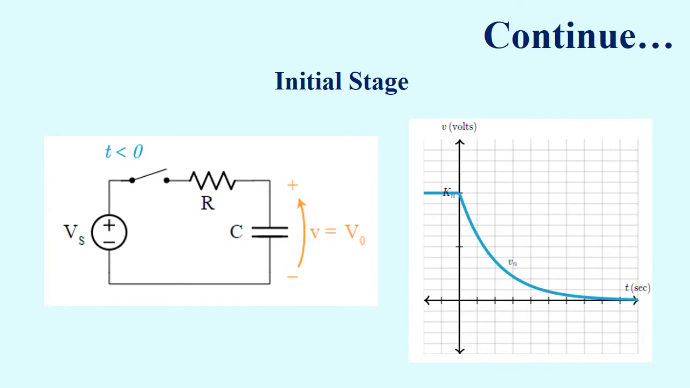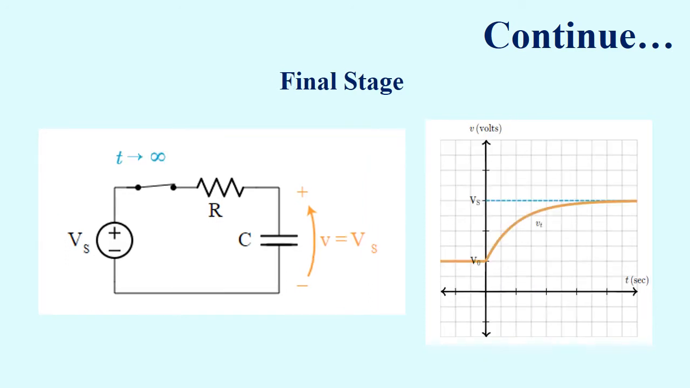So here we have the stages of the step response of the RC circuit. In the initial stage, when t is less than 0 and the switch is open, the voltage across the capacitor is the already stored voltage and the capacitor is discharging itself. The voltage across the capacitor is equal to V0. There is no current flowing in the circuit because the switch is open. Hence the capacitor is discharging itself during the initial stage of the step response of the RC circuit.